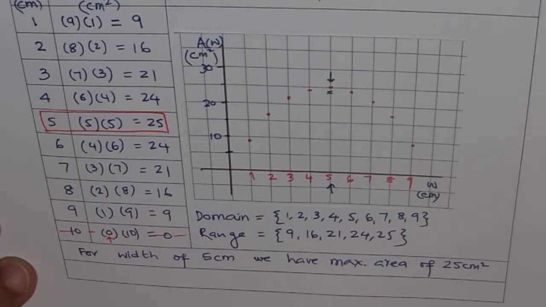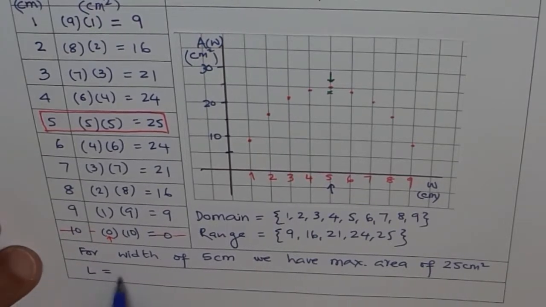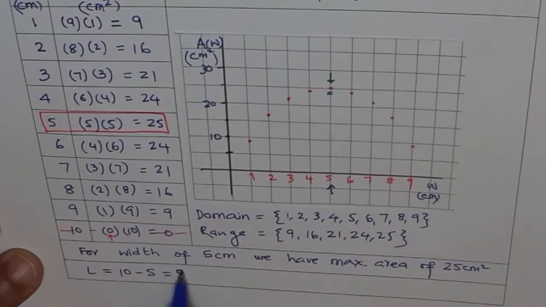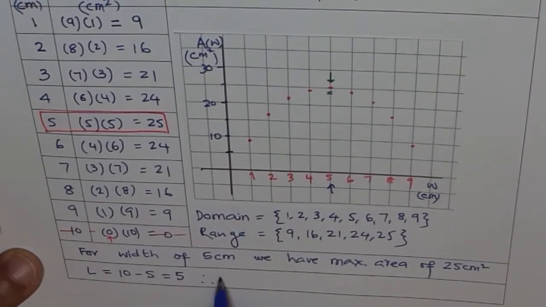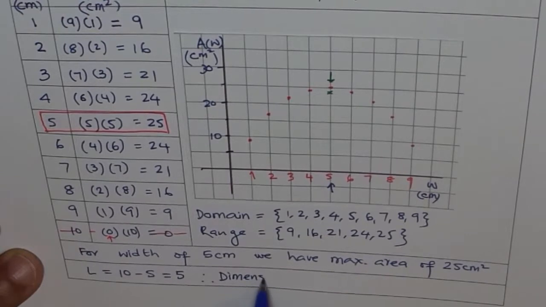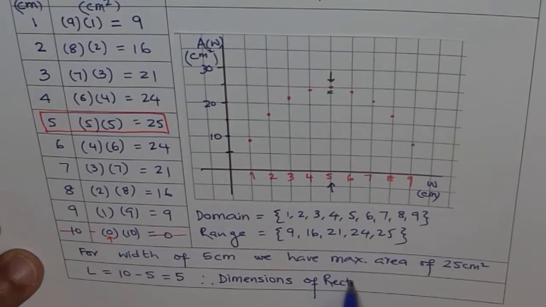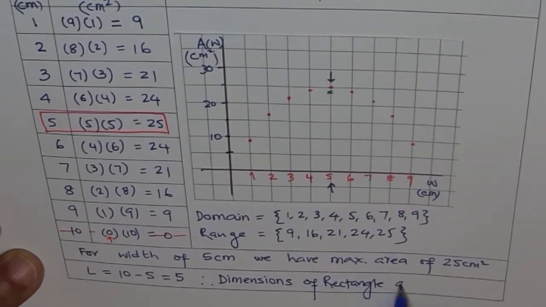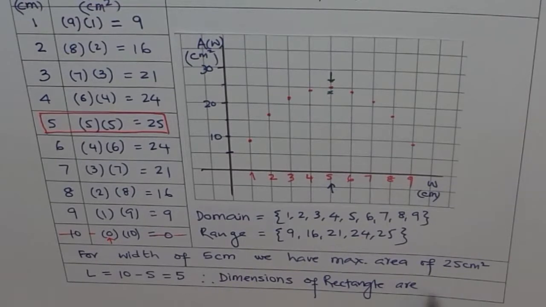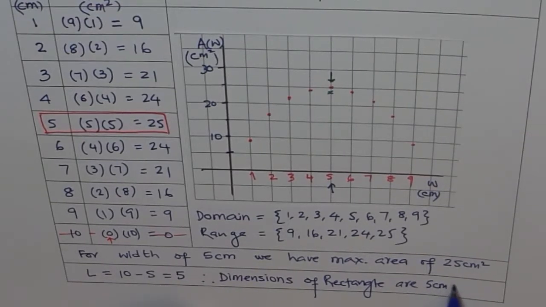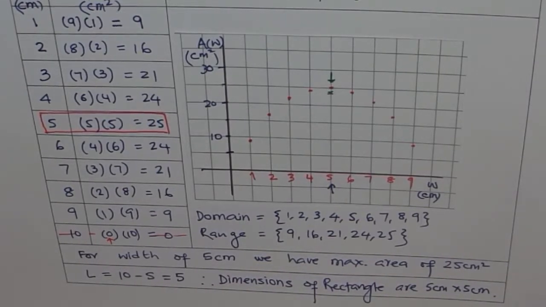Do you remember what is L in terms of W? Yes, we found that length is equal to 10 minus W, and because W is 5, length will be 10 minus 5, which is equal to 5. Therefore, dimensions of rectangle are 5 centimeter by 5 centimeter. So that's how we are going to do it, correct?